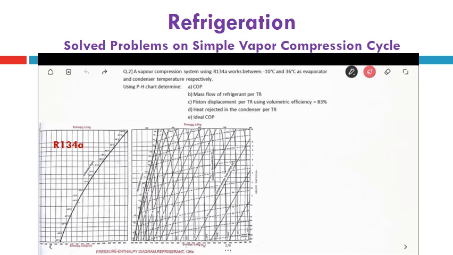We can observe in this problem that the main items required are similar to the previous problem, and also I think the same pressures, but we change the refrigerant to get different values of COP, ideal COP, mass flow rate of refrigerant per ton, piston displacement, and heat rejected in the condenser. The white area is dedicated for your solution on the printed version. However, the solution will be presented on the next slide after you have solved it by yourself. You can compare these parameters.